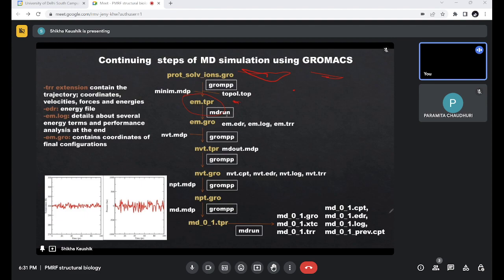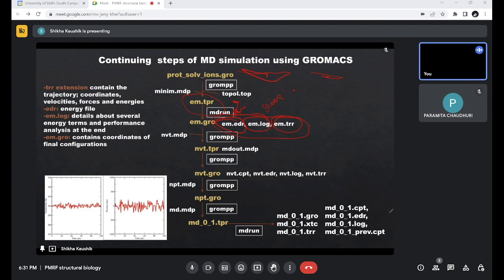So whenever you run your minimization, for example with the steepest descent method, you run the minimization step, and then you get an EDR file, which is your energy file, and an EM log file that gives you details about several energy terms and performance analysis at the end. And the TRR extension is what gives you the trajectory: the coordinates, velocities, forces and energies. All these three files you'll get at the end when you run the minimization step.